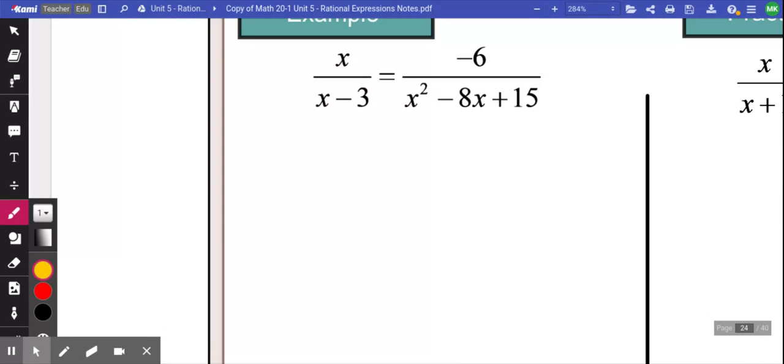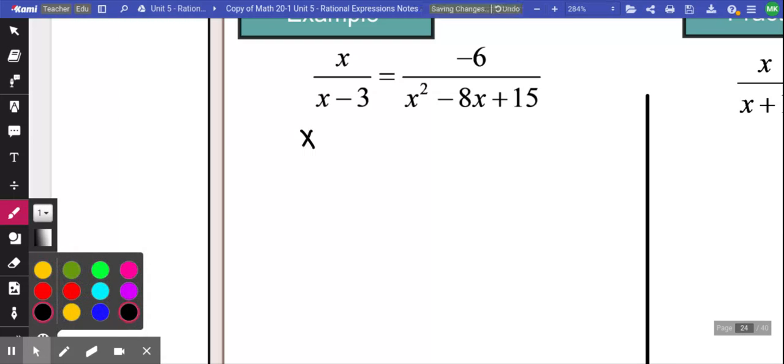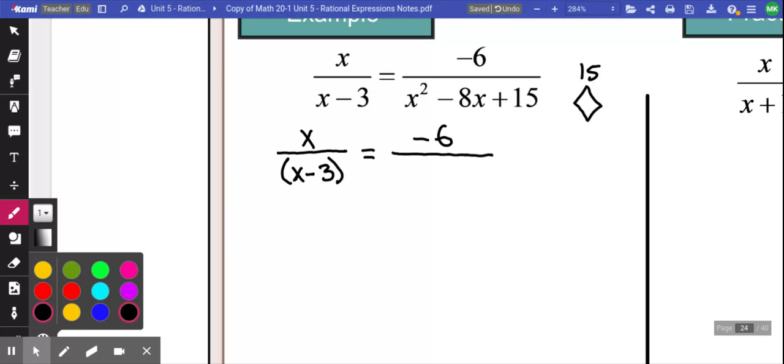First step to every question in this unit is factor. This one can factor. That x minus 3 can't, but I'll put brackets around it. Equals -6 divided by, if I do a diamond method on that thing, things that multiply to be 15 and add to be -8 would be -5 and -3. So this factors to be x minus 3, x minus 5.